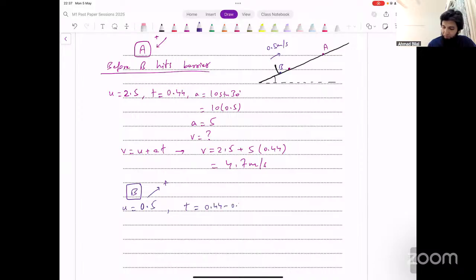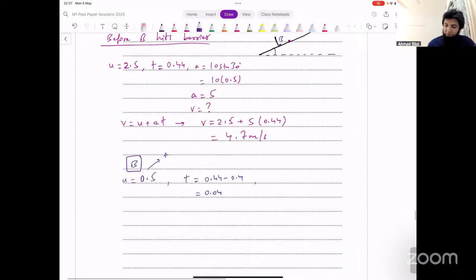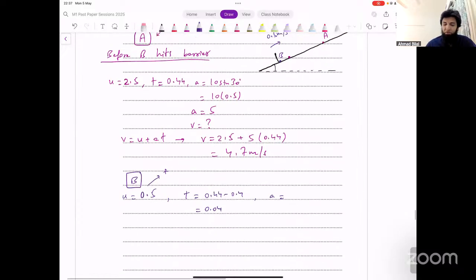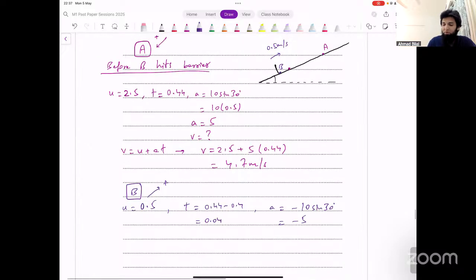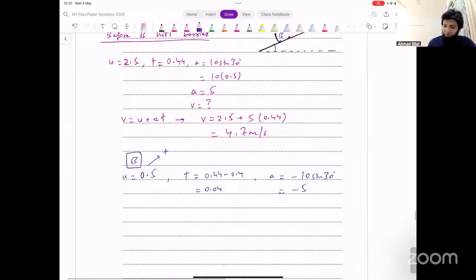0.44 minus 0.4, that's 0.04. That's the time taken. What else do we know? We know acceleration. Acceleration on a smooth surface is 10 sine 30, the same as before. However, since we are considering upwards positive for B, its acceleration would be -5, right? Because the gravity is acting downwards. That's the value for acceleration.